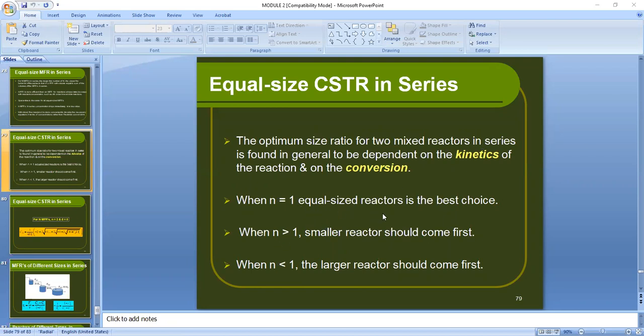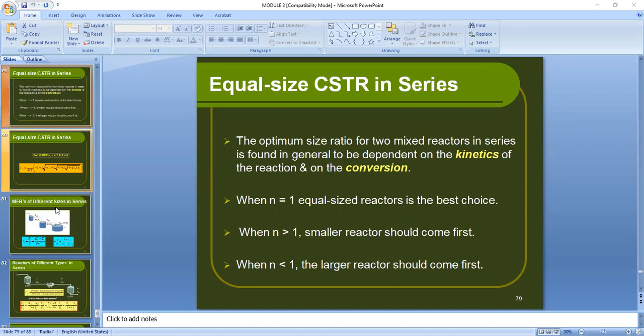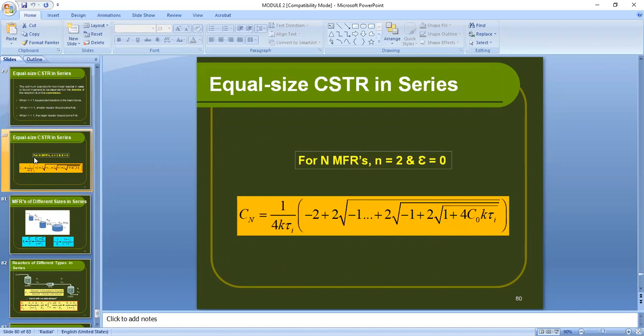This one is for equal-sized reactors for n equal to 1, and here for n greater than 1 and for n less than 1. So if you are asked which one will come first, the smaller or the bigger reactor, it depends on the order. Now, more on determining the concentration in the nth reactor, this time when the order of the reaction is second order. Still constant density. The way it's written here, class, is very different from the way it's written in the text, so I will have to share that with you. That way you could see the actual thing.